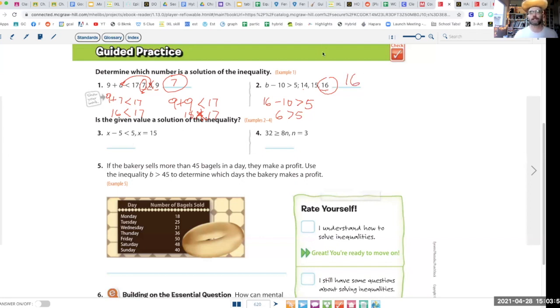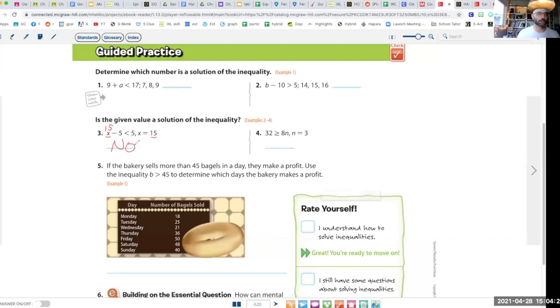Cool, let's try number 3 now. So they give you one solution. You have to just say yes or no. Is that a solution for the inequality x minus 5 less than 5? So if x is 15, is that true? Ready, go. All right, so all you're doing is replacing this x with the 15. So is 15 minus 5 less than 5? Well, 15 minus 5 is 10. 10 is greater than 5. It's not less than 5. So this would be a big fat no.